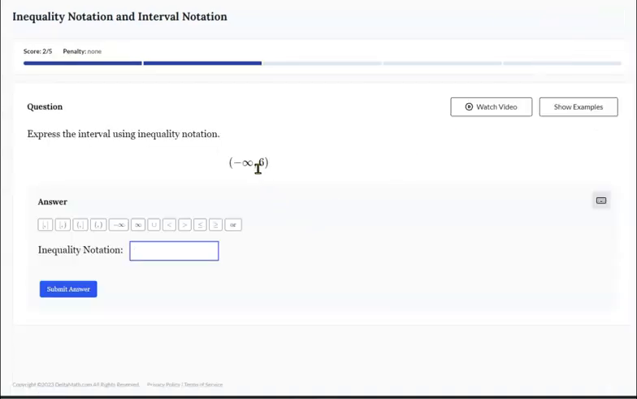Last one, negative infinity all the way up to 6. From negative infinity all the way up to 6, or from 6 lower. So I'm going to say that x can be anything as long as it's less than, just less than, as long as it's less than 6. And that's because next to the number 6 is an open parens like this.